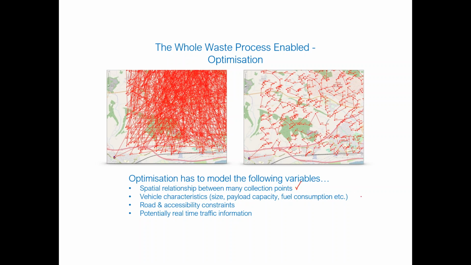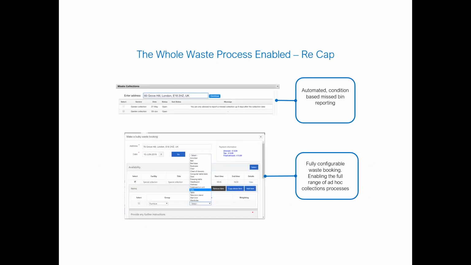So the way that works for a route or a round is slightly different. So it's doing those calculations. It's also taking into account vehicle characteristics, that's size, payload capacity, fuel consumption, so on and so forth. You can build into it, as I mentioned, road constraints, hazards on the road, particular instructions for property, and you can also factor into that real-time traffic information. So there, it's the kind of confluence of route optimization, spatial optimization, and satellite navigation technology.